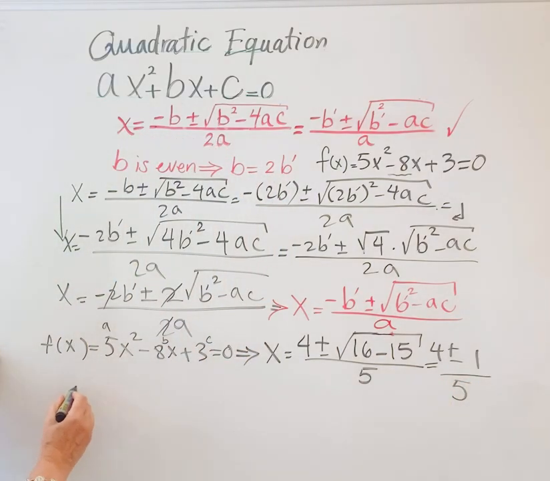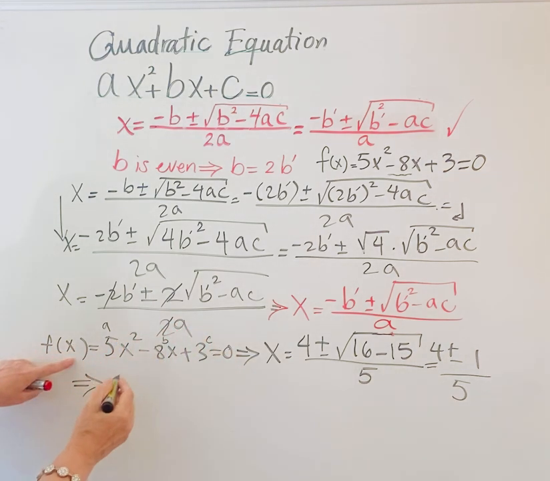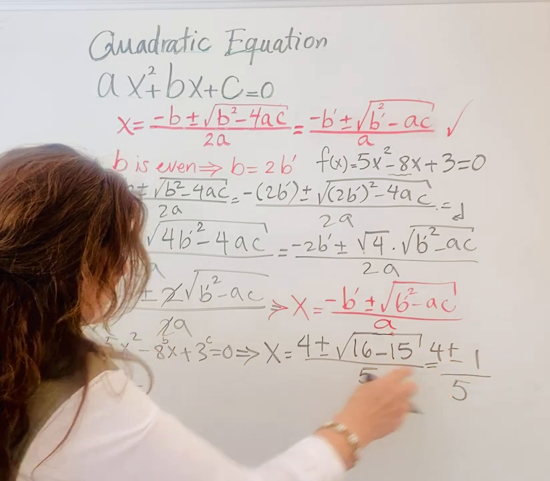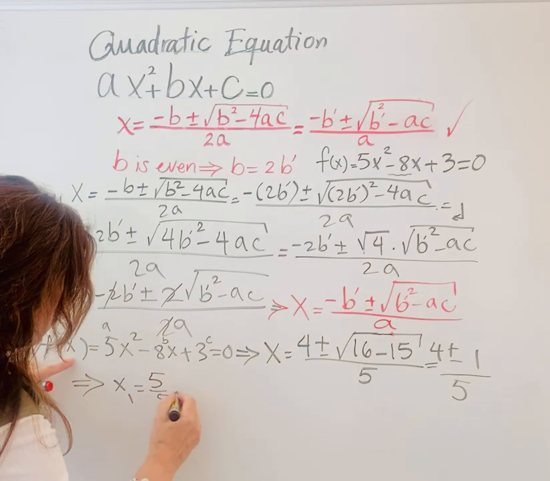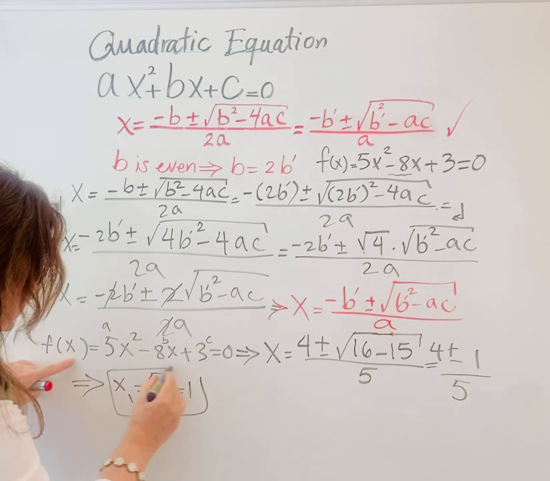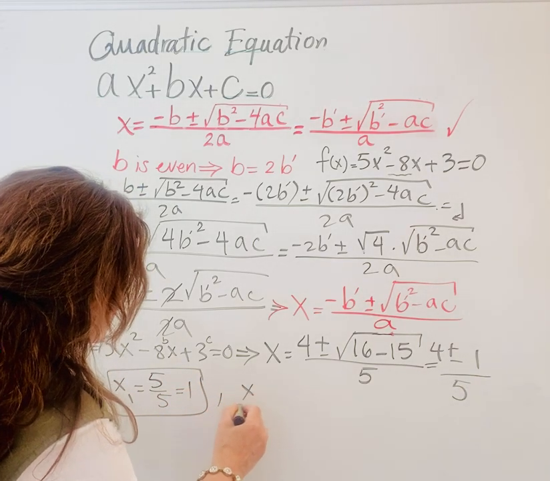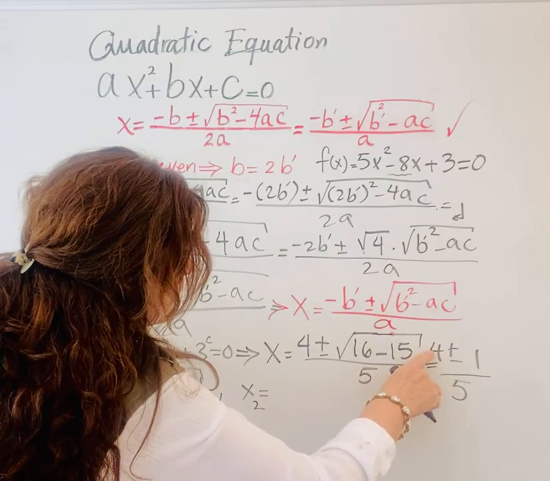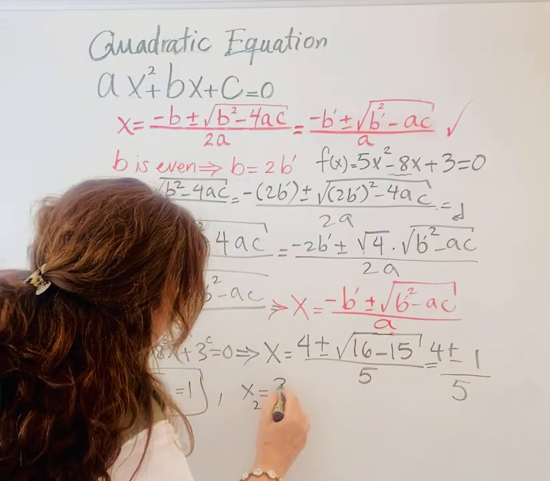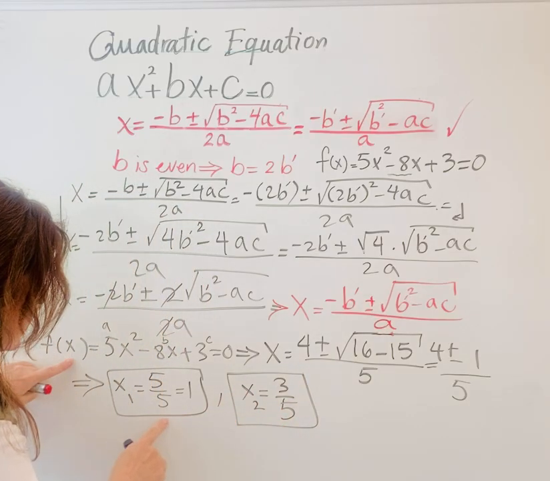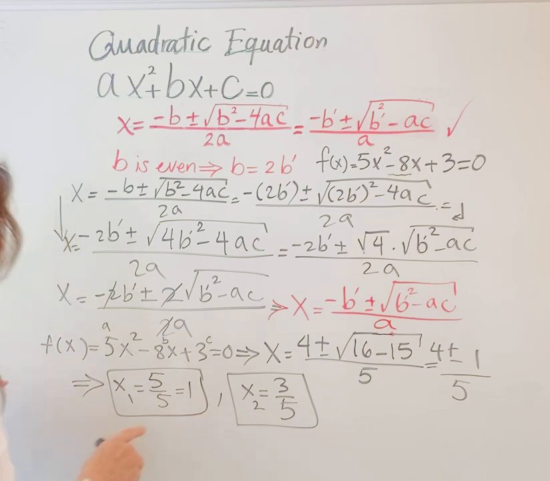So the roots, zeros, or answers for x when f of x equals 0 are these. The first x can be 4 plus 1 over 5, which is 5 over 5, gets 1. This is the first answer, or zero. The second one is x2 equals 4 minus 1 over 5, which gets 3 over 5. We have two real solutions, or two real zeros.